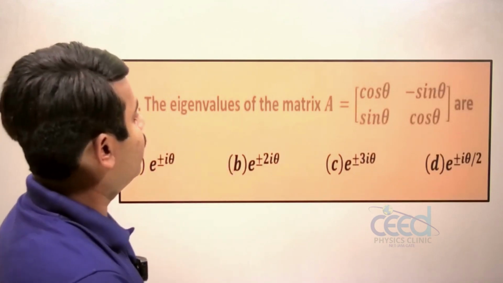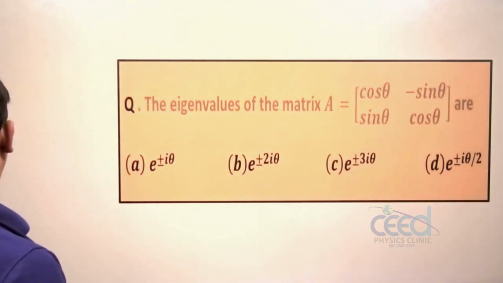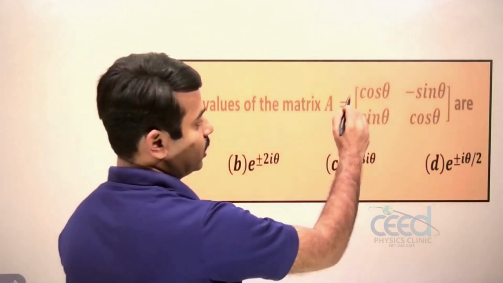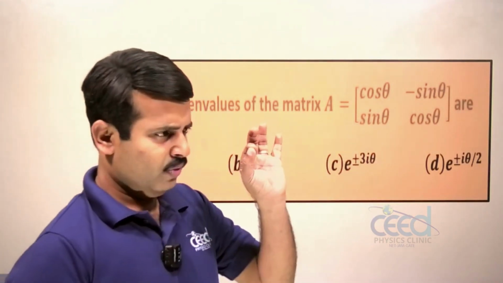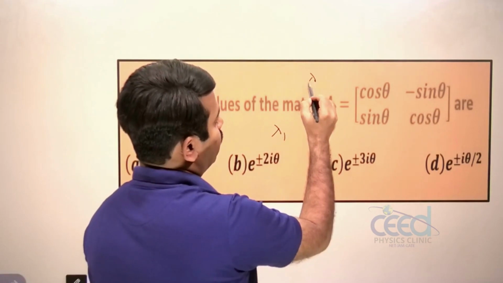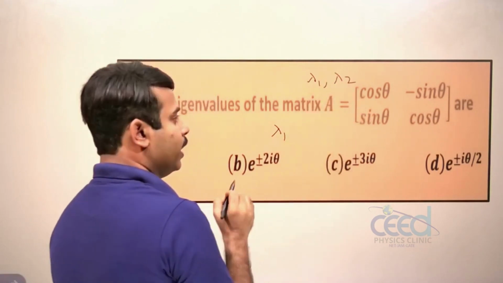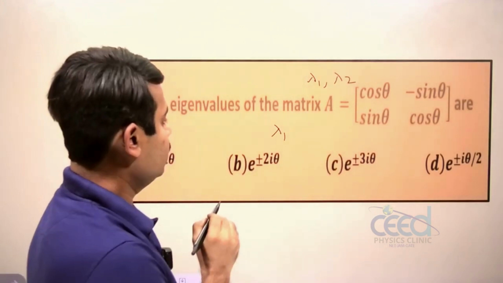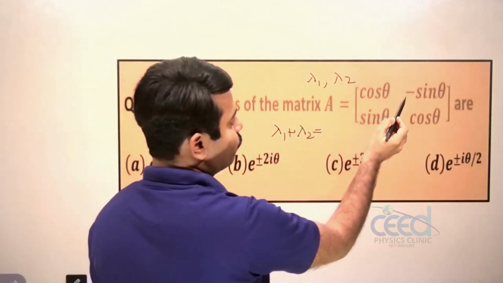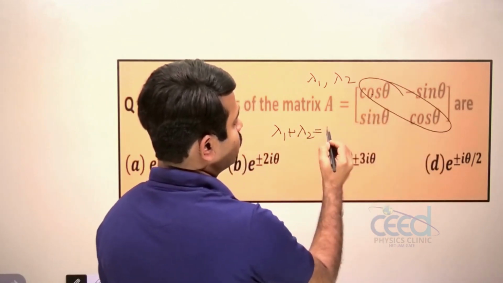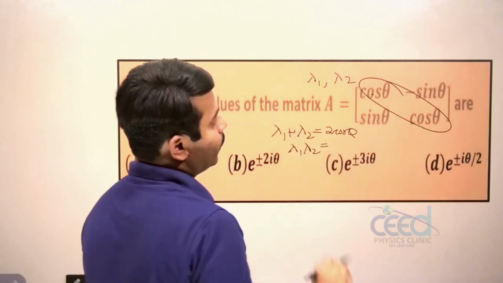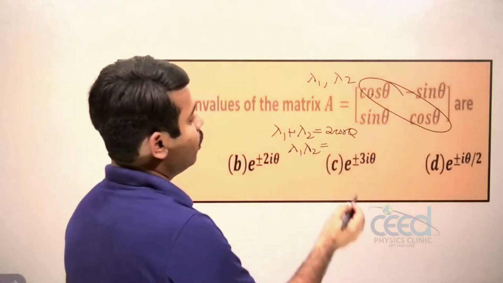The eigenvalues of the matrix A, right? Suppose this is a 2 by 2 matrix, then we have two eigenvalues, say lambda 1 and lambda 2. Now by the eigenvalue property, we know that the sum of the eigenvalues is equal to the trace of this matrix, that means cos theta plus cos theta, 2 cos theta. The product of the eigenvalues is equal to the determinant of this matrix.